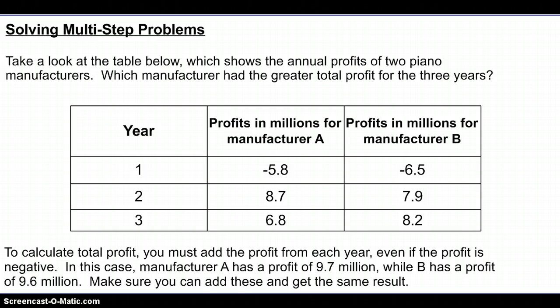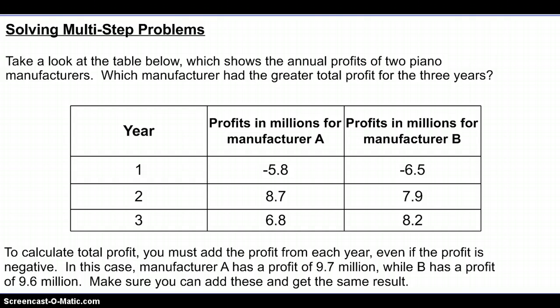Let's take a look at this problem. This shows the annual profits of 2 piano manufacturers, and they want to know which manufacturer has the greater total profit for the 3 years. So you can see the years listed on the side. We're going to look at 3 years. The profits for A are in column 2. The profits for B are in column 3. To calculate total profit, you would add the profits for those 3 years.